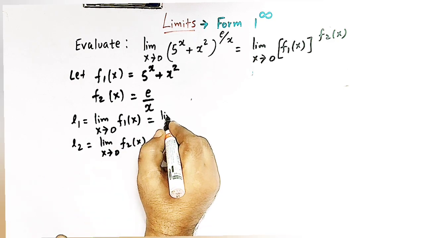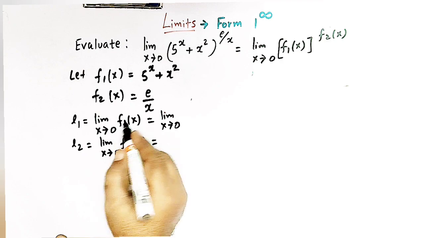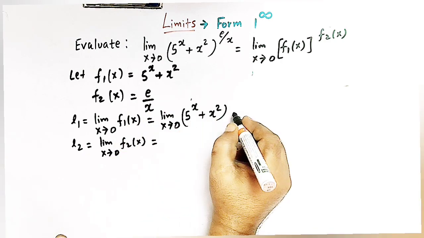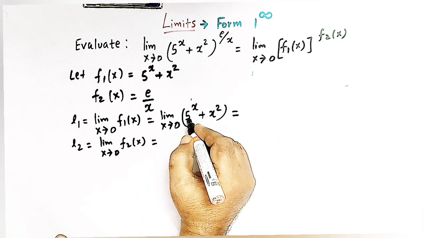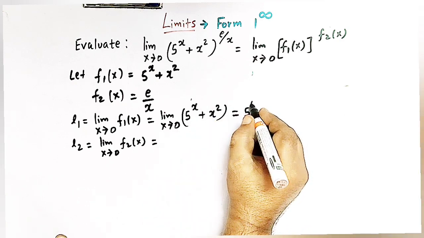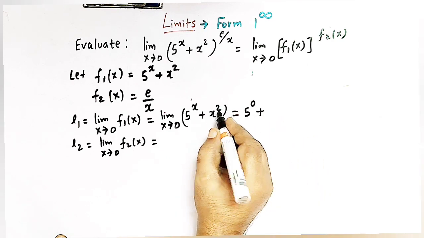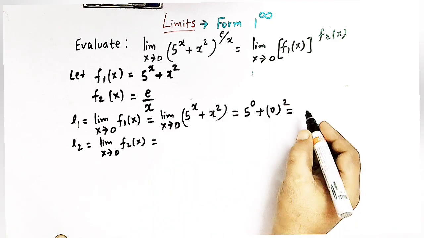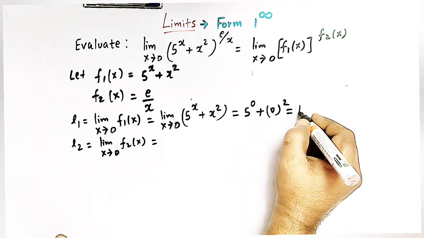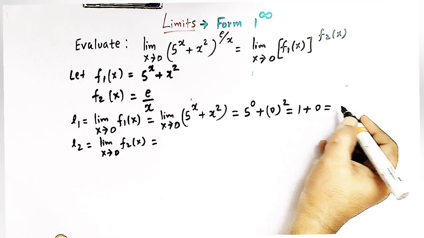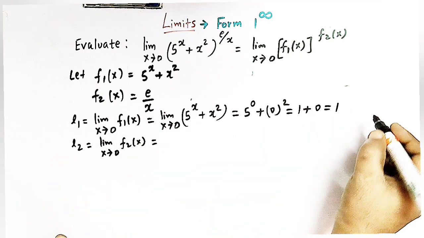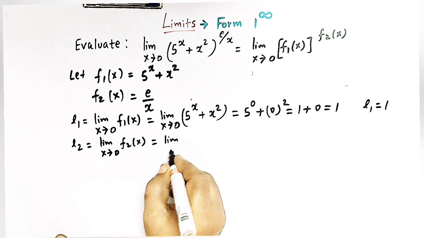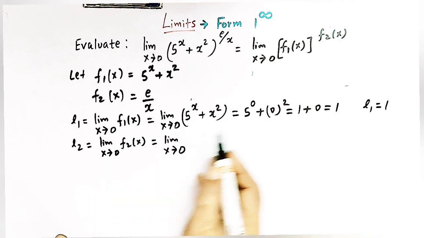So L1 is a limit x tends to 0, and f1(x) is 5 raised to x plus x square, right? Now when x tends to 0, then 5 raised to x is simply 5 raised to 0, and for x square, here we have 0 square by simply taking x is equal to 0. So 5 raised to 0 is 1, and here we have 0, so this is equal to 1, right? So L1 is equal to 1.